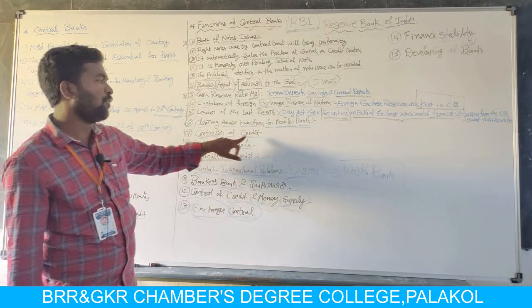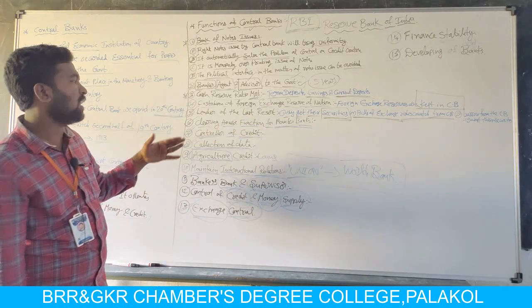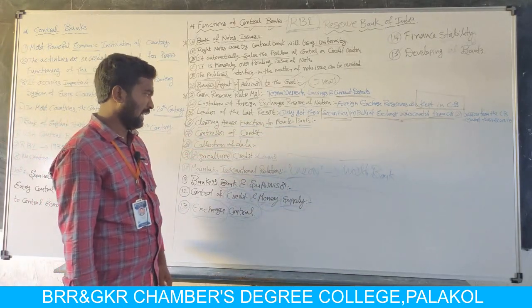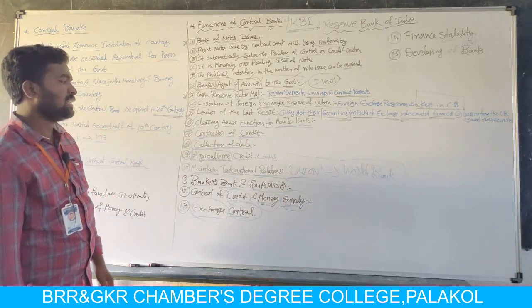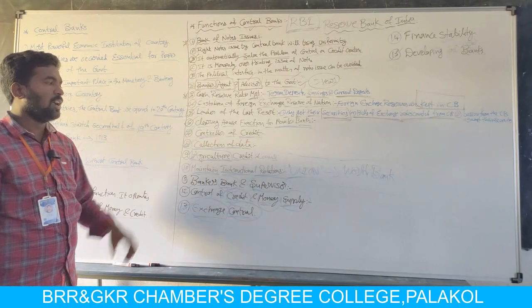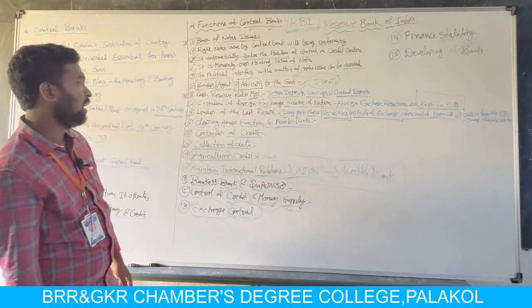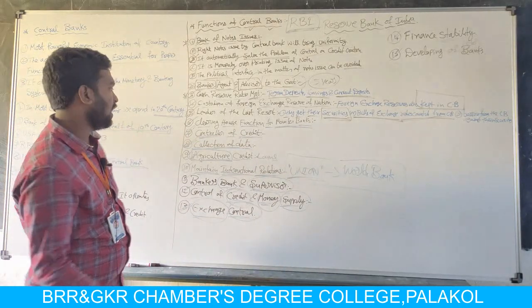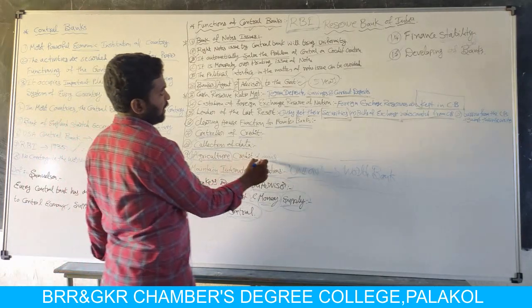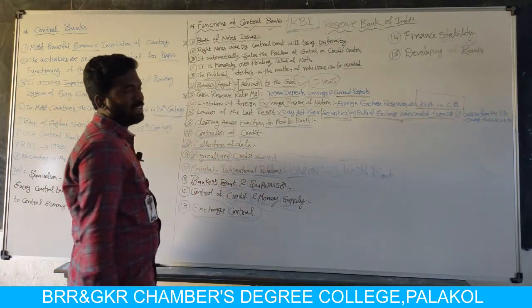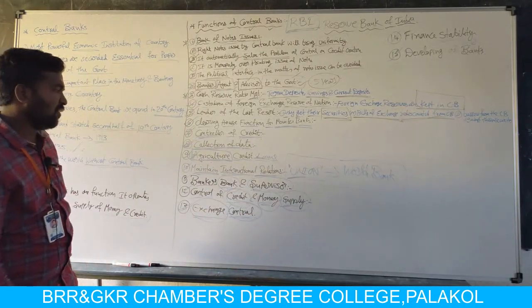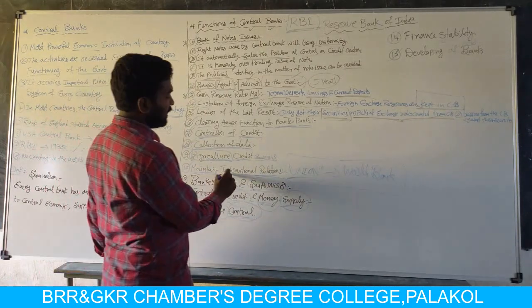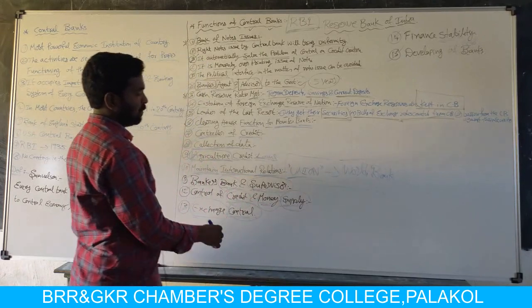So control of credit by the Reserve Bank of India. Collection of data from each and every bank in India. Agriculture credit, giving loans to agriculture persons at the lowest rate of interest. Maintain international relations.